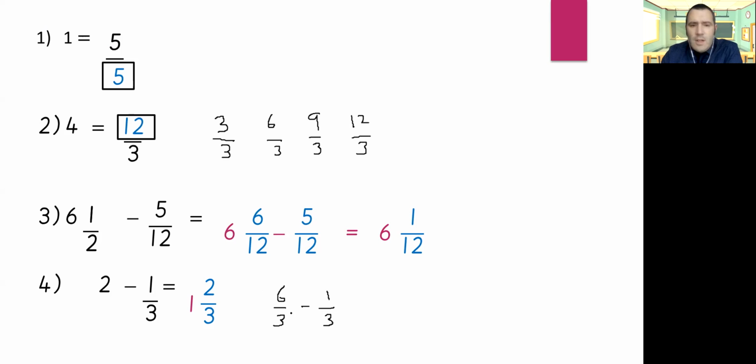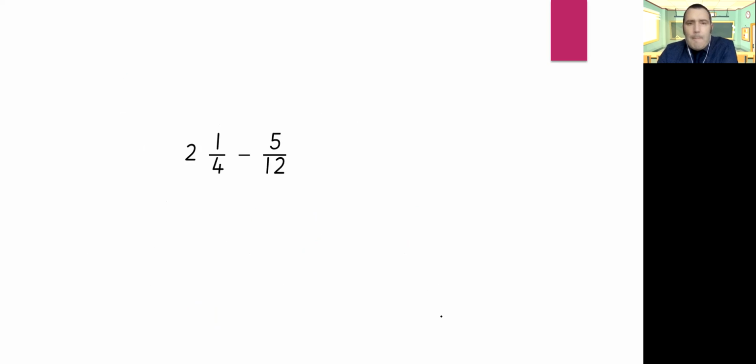Now I can do this nice and easy. I've got my denominators to be the same. 6 take away 1 gives me 5/3. And now all I'm doing is converting my improper fraction to a mixed number. So I know 3 goes into 5 once with a remainder of 2, and my denominator here is 3 because I'm working in thirds. So bearing that in mind, we're going to move forward into our lesson for today.